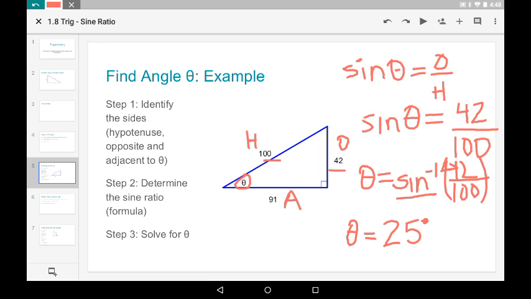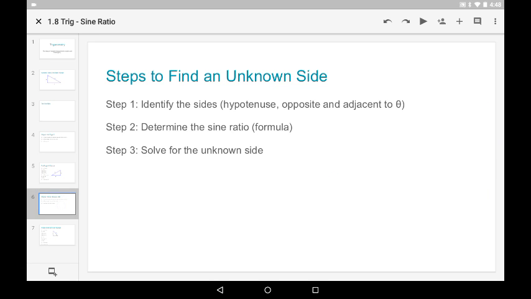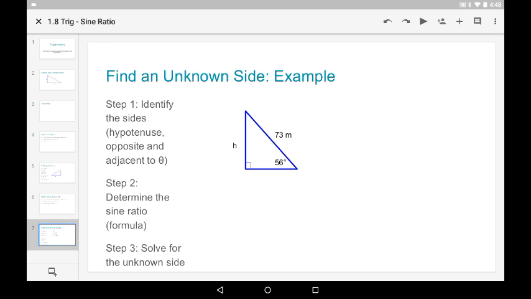Okay, similar setup to how you were solving for the tangent ratio before. To find the unknown side, if you're given an angle and another side, again, step one is identifying the three sides. Step two, write down the sine ratio, the formula, sine theta equals O over H, and then you solve for the unknown side. So here's an example of that.